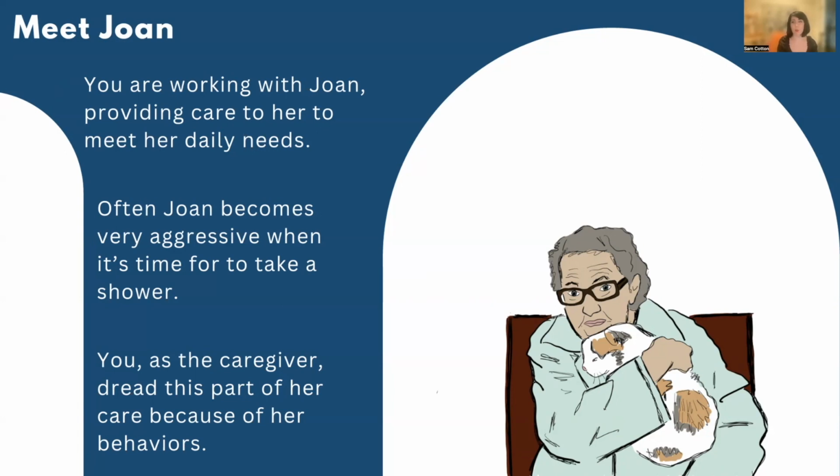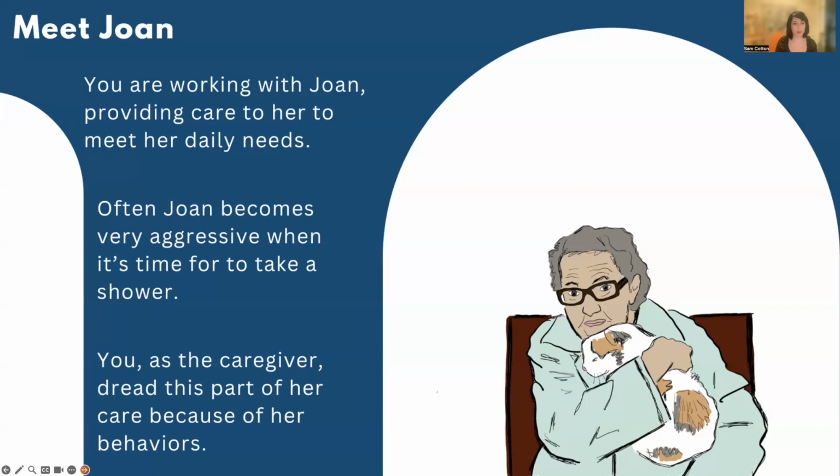And often in your work with Joan, she's becoming very aggressive, very agitated when it's time for her to take a shower. In some situations, she might be throwing objects that are nearby at you as her caregiver. She might be yelling or screaming or even crying during this process. And so you as the caregiver, you really dread this part of her care because of these extreme behaviors that she's exhibiting. And it's become such a toll on you that you really dread it and don't even want to try and help her complete this, even though it's part of your job.